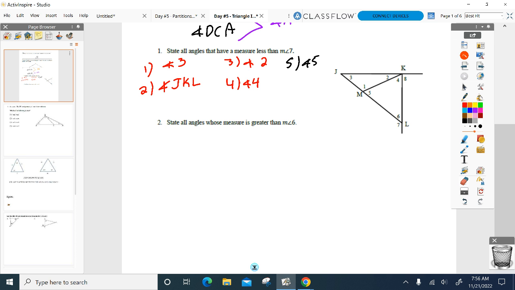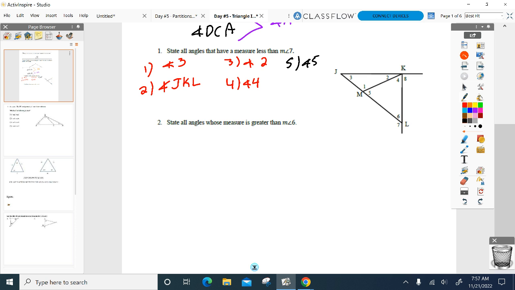I know how this goes, but I'm going to try it out. Talk to people in your group. Can you find me angles that are bigger than angle 6? Don't tell me 7 because they're right. You can't tell me one's bigger than the other when they're right next to each other. Here's what I need you to do.